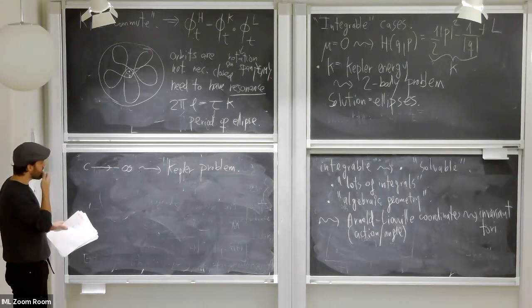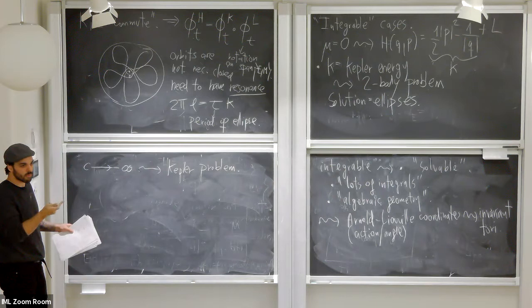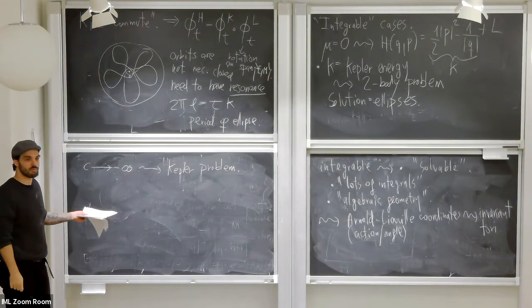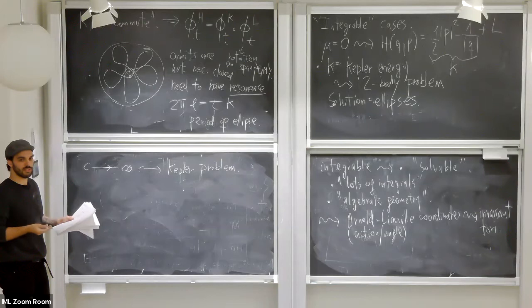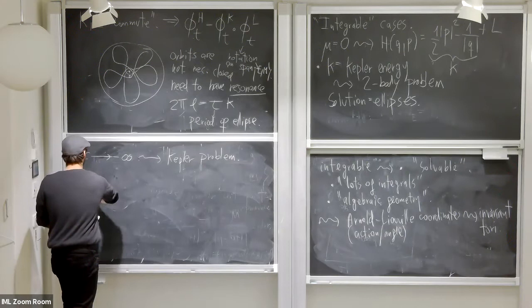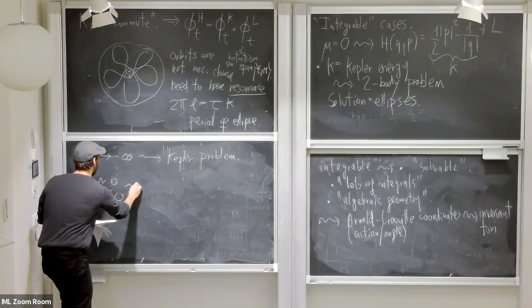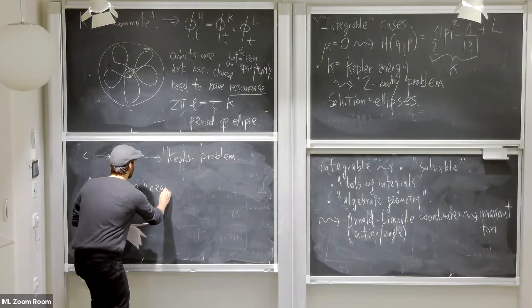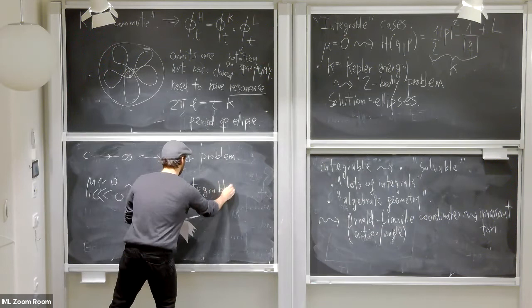So in other words, mu equals zero corresponds to an integrable case, which is the rotating Kepler problem. But if I take very, very negative energy, I see the Kepler problem. So these are the two integrable easy cases in which I can understand the dynamics. So mu close to zero or C very, very negative are what are usually called the near integrable cases, or perturbative cases.